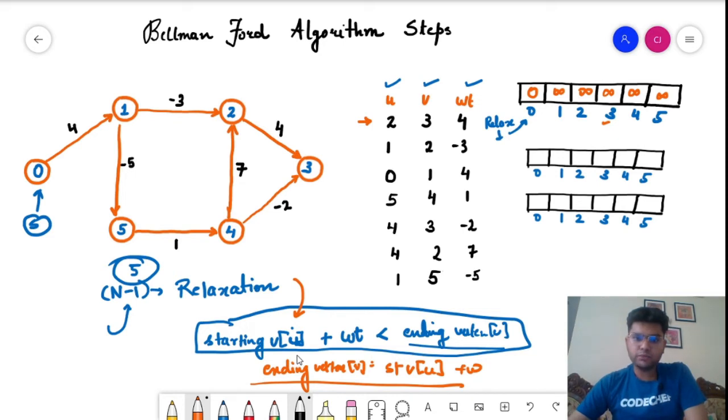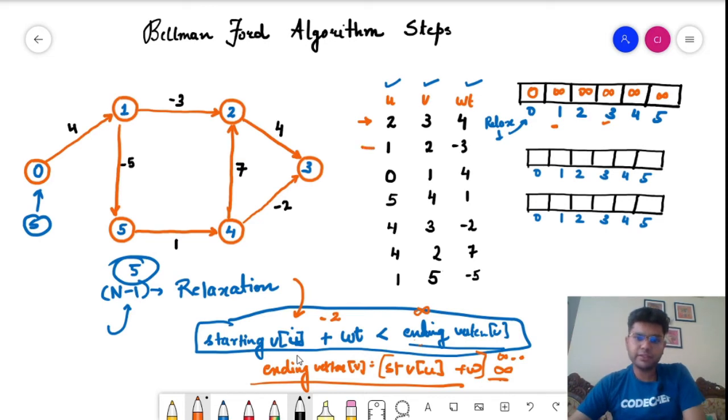Next, the edge from 1 to 2. What is the weight of 1 as of now? That is infinity, plus minus 3, is that less than the weight of 2? Decreasing infinity does not mean we are updating some value; it will again remain an infinite value. Infinity minus some value will again result in some infinite value. So we are not updating anything here, and that also remains unchanged.